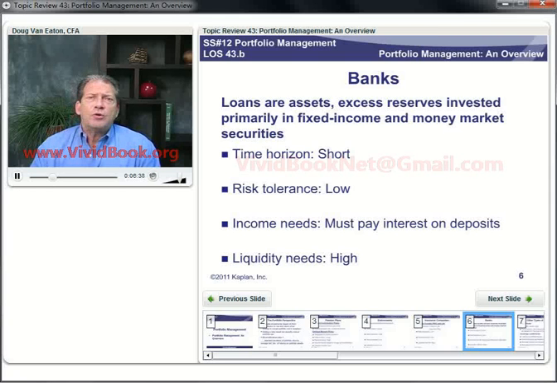Now the bank's portfolio needs to generate income because they have to pay interest on their deposit accounts, their certificates of deposit. And the liquidity needs are high because the bank has to stand ready to pay back depositors if they choose to withdraw their money. Now clearly the bank's loan portfolio is not particularly liquid, but the securities that they invest in should be.